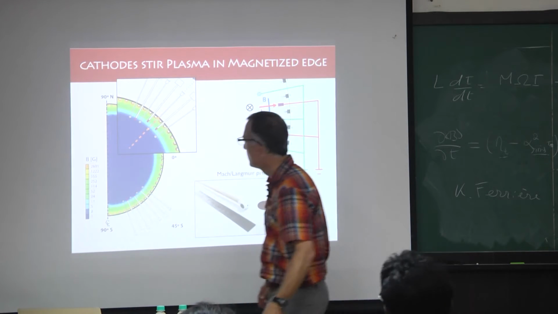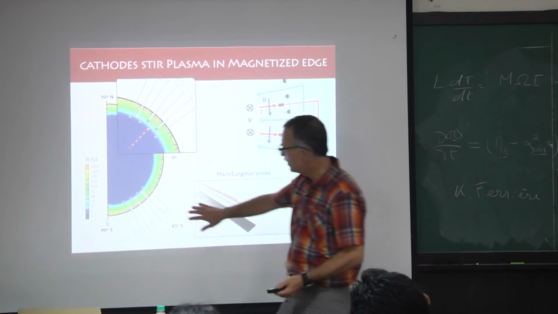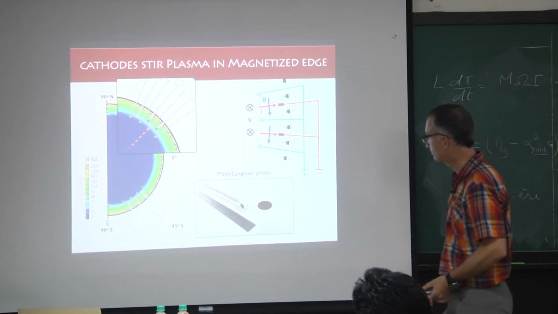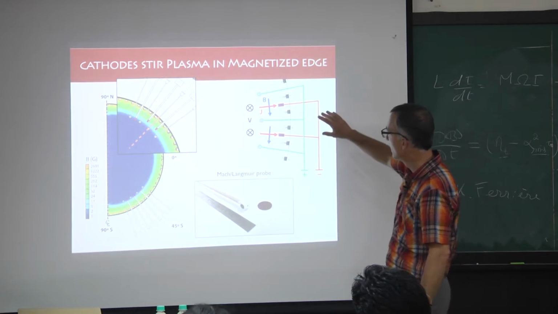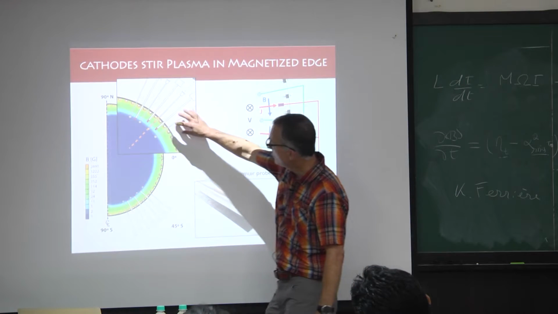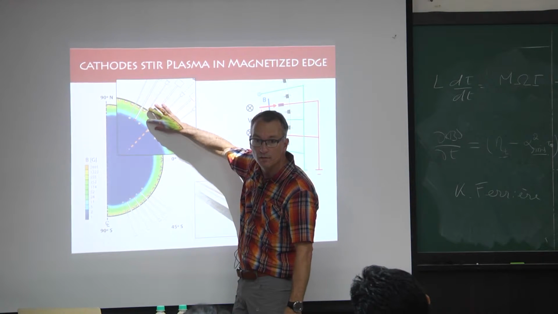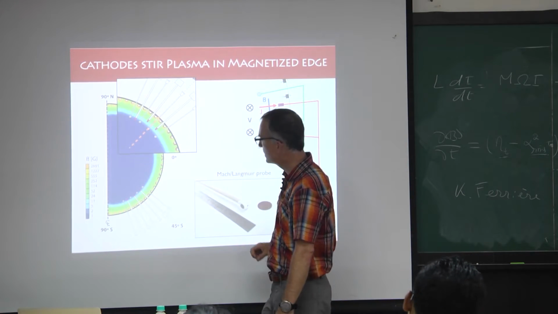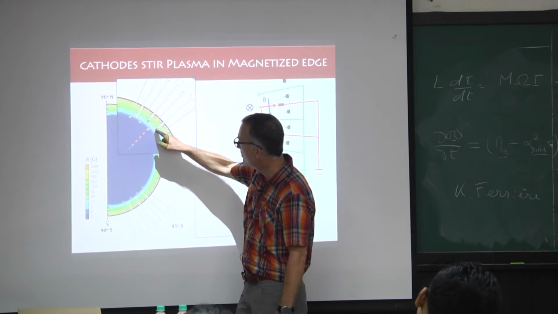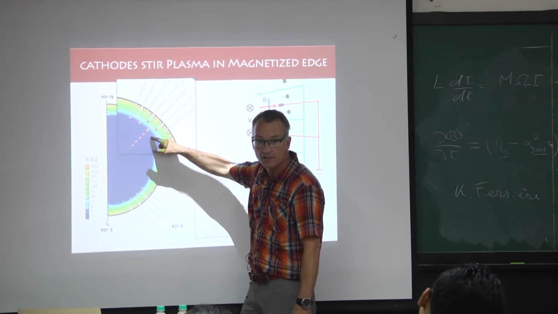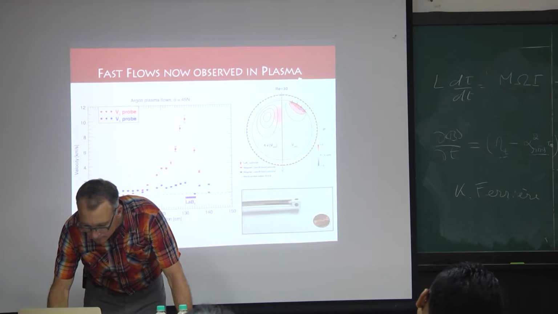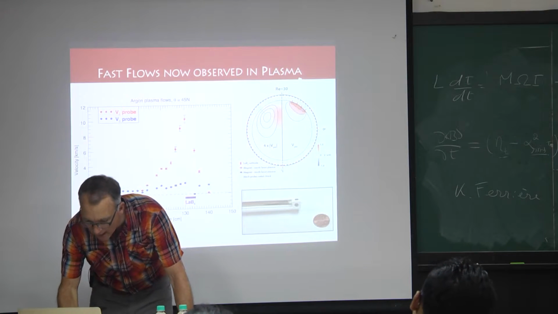So we make plasma using these cathodes down here, and we are going to stir using these two cathodes up here by pulling these probes back into the edge. And we apply a big potential to these to drive currents across the field lines. And this is the type of flow we get.